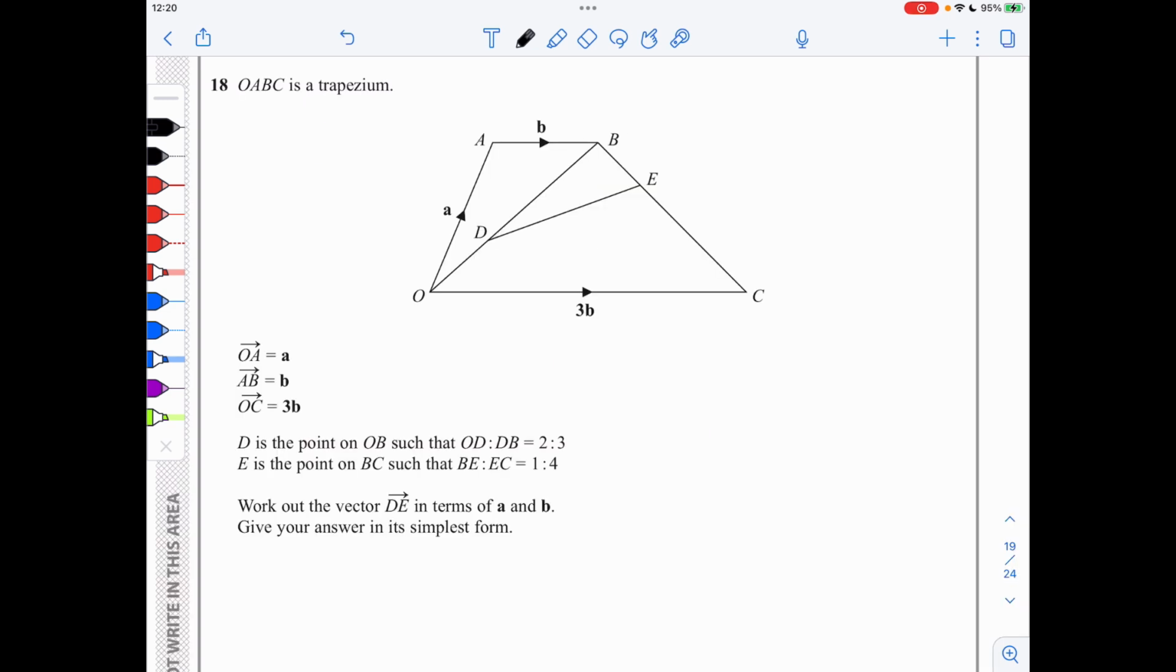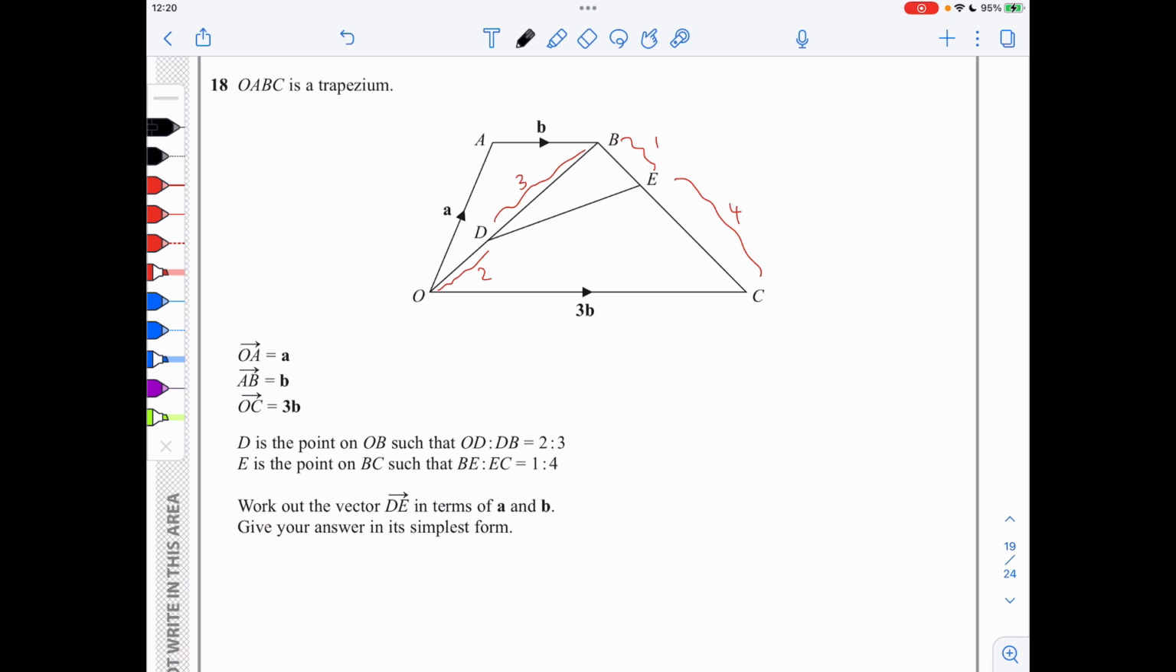Question 18, it's a vector question. We are being told that OA is a, AB is b, and OC is 3b. In addition, OD to DB is 2 to 3, and BE to EC is 1 to 4, and we need to find the vector DE in terms of a and b. We need to give our answer in its simplest form.